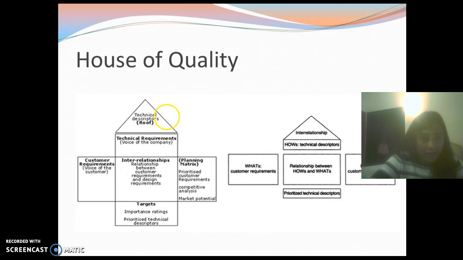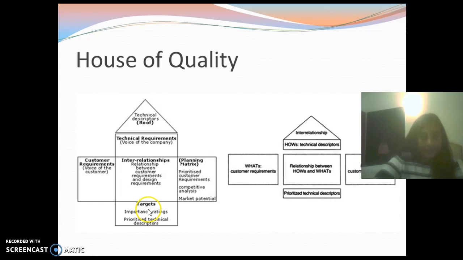The next part is the technical requirements. Now that is the ways and means of meeting the needs and what is it that the company will need in order to cater to the consumers. Next is the interrelationships between the customer requirements and design requirements. The fourth point is the technical descriptors, that is the roof, that is what is the correlation, and the synergy that exists between them, that is the customer requirements and the technical requirements.